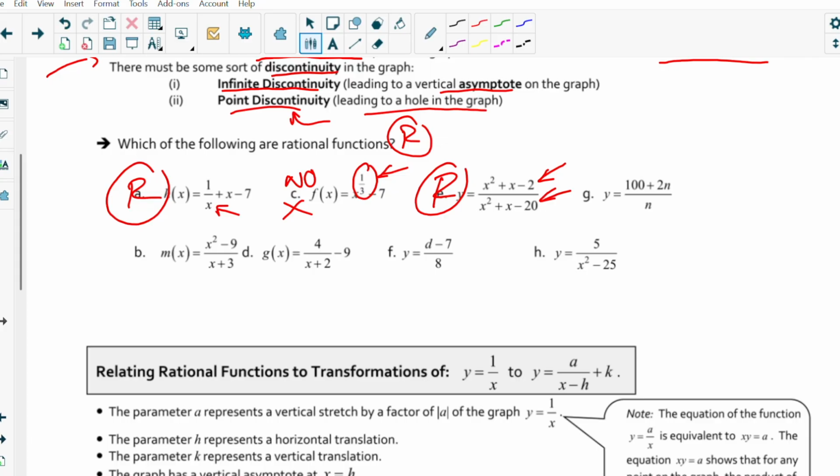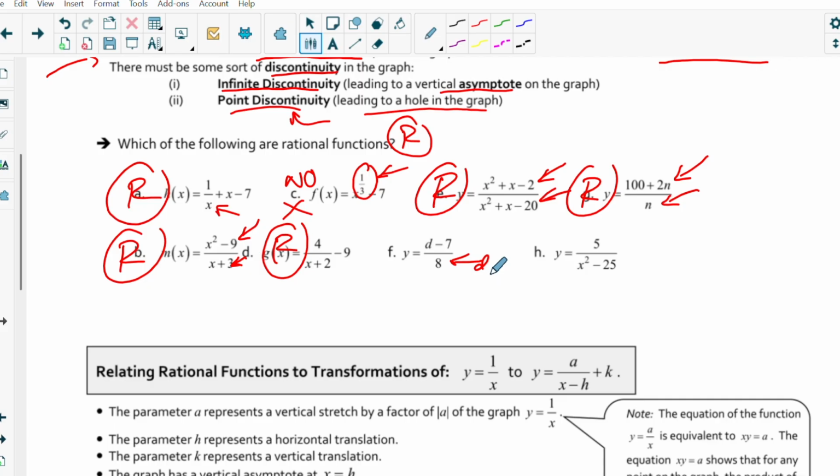Rational function, G, yes, that's rational. Polynomial, the degree in the denominator is not 0. Next one, this is rational. Polynomial, degree on the denominator not 0. This one, rational function. This one, degree is 0, right? So this is no, not a rational function. This one, yes, polynomial. The degree in the denominator is not 0, so that is rational.